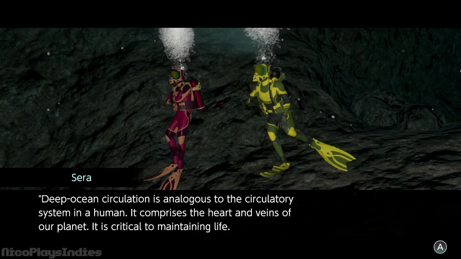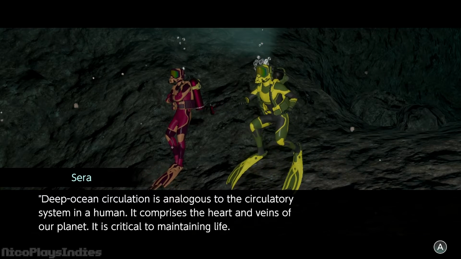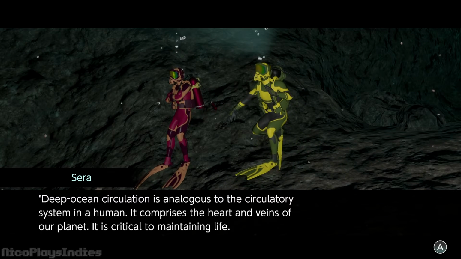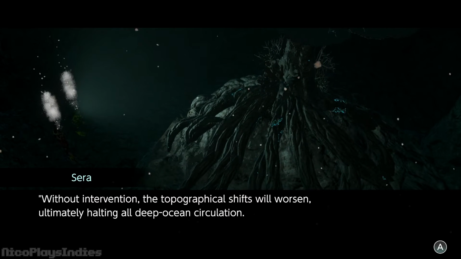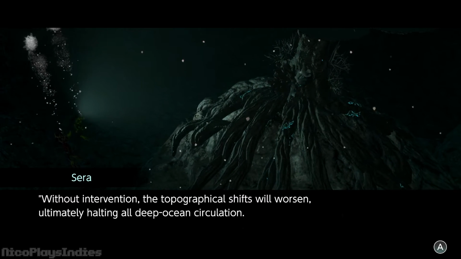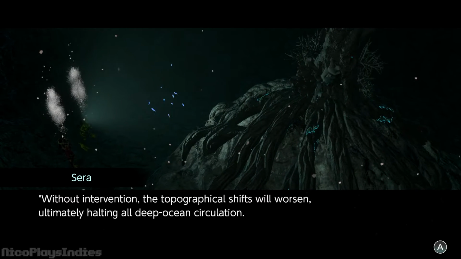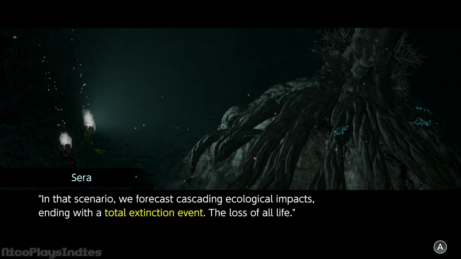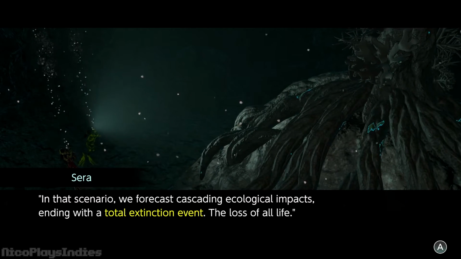Deep ocean circulation is analogous to the circulatory system in a human. It comprises the heart and veins of our planet. It is critical to maintaining life. Without intervention, the topographical shifts will worsen, ultimately halting all deep ocean circulation. In that scenario, we forecast cascading ecological impacts, ending with a total extinction event. The loss of all life.